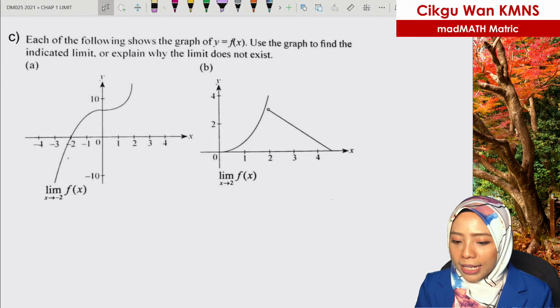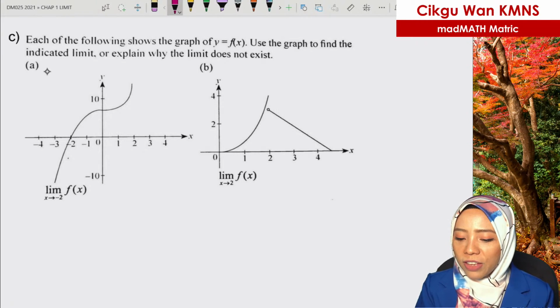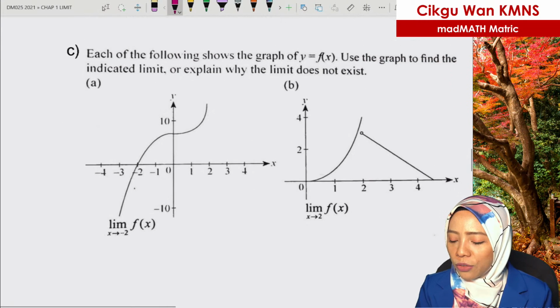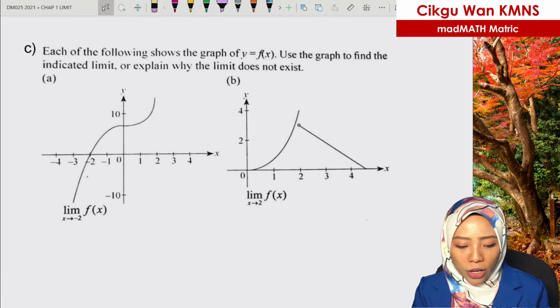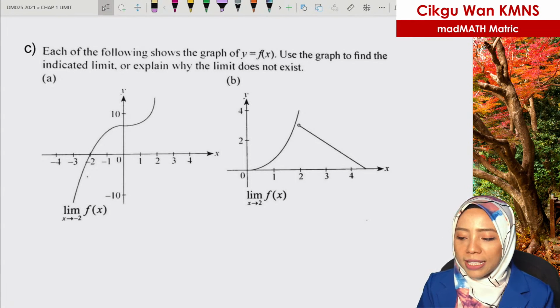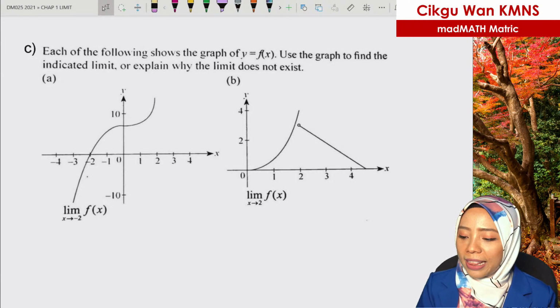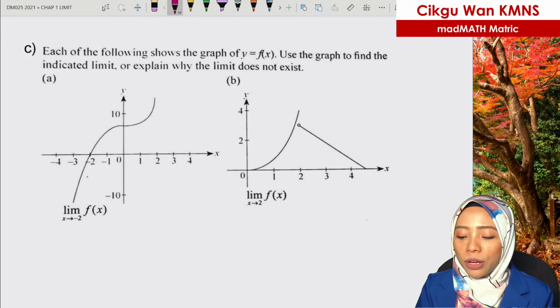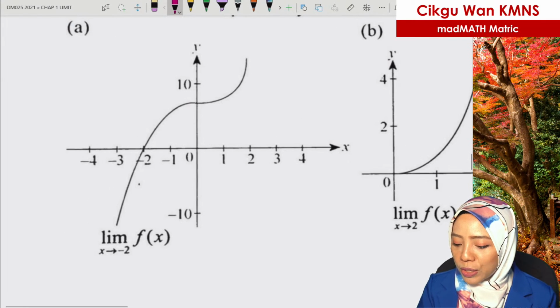Okay, now let's look at number C. Okay, if given to you this function, each of the following shows the graph f(x). Use the graph to find indicated limit or explain why the limit does not exist. Kalau ada limit, bagi tahu. If not, explain why the limit does not exist. Okay, now we zoom in for the first graph here.